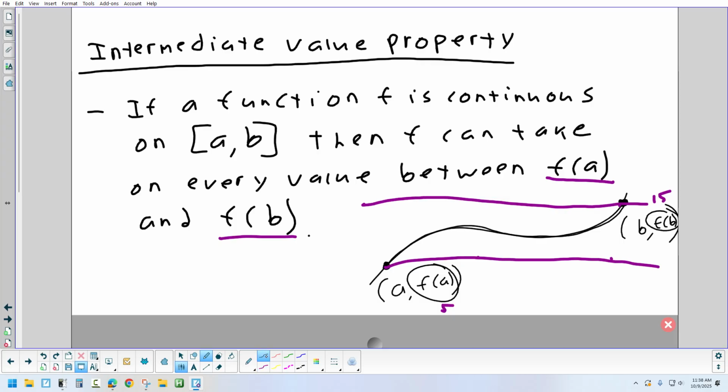Now, could you hit values that are more than 15? Sure, you could. Maybe you're going to travel there like this. I can't guarantee that you're going to go higher than 15. I don't know that. But I do know that you are going to hit everything in this range, because you're traveling from a value that started here and ended here. So you're going to go through everything in the middle. Any question on that?